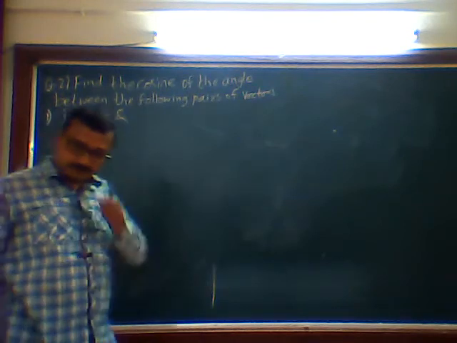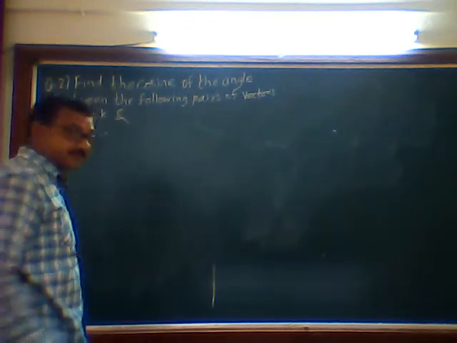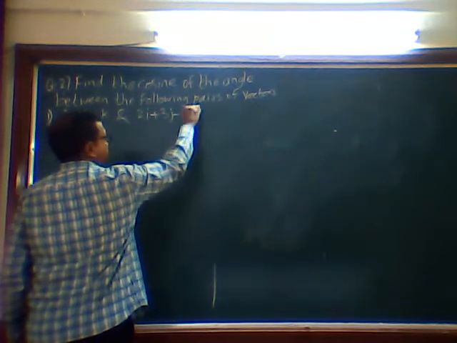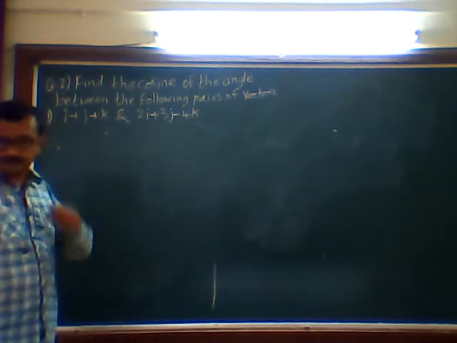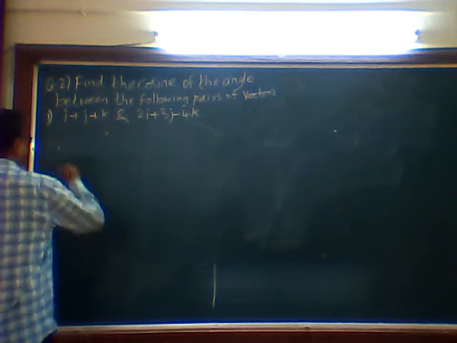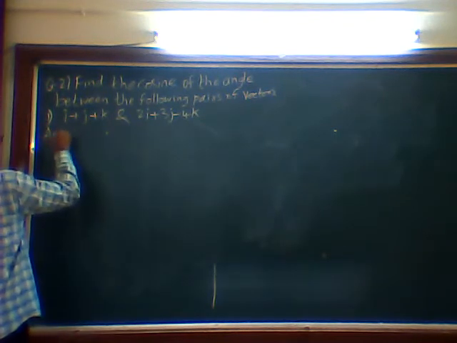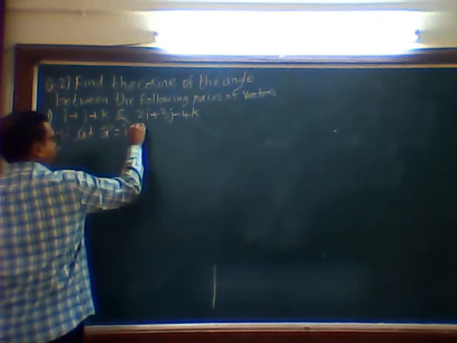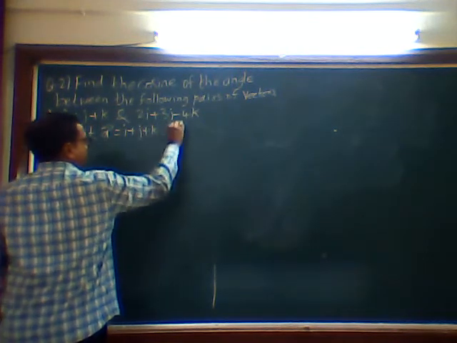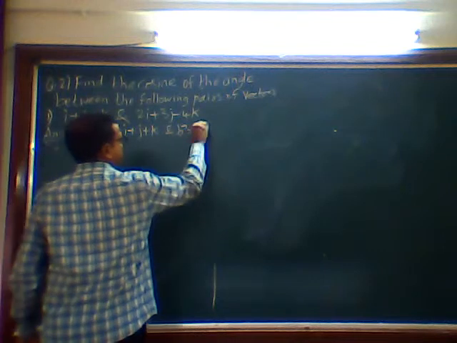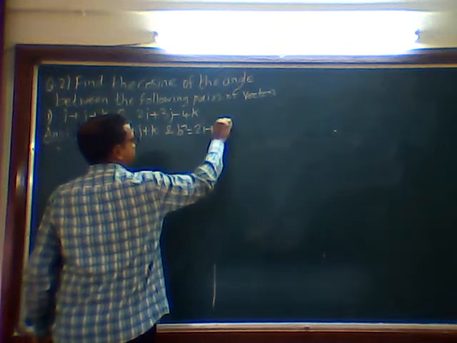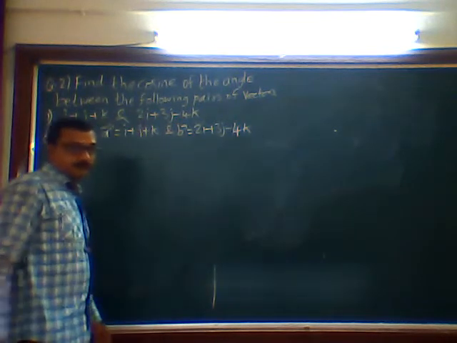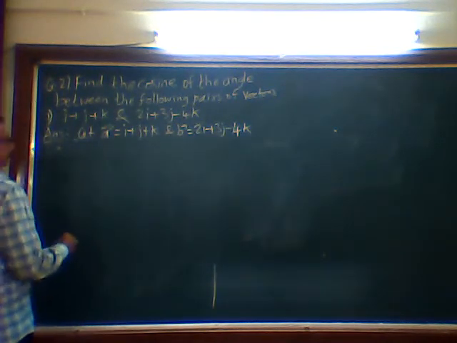and 2i plus 3j minus 4k. Okay, first one we will do, we will name it. Let a bar is equal to i plus j plus k and b bar is equal to 2i plus 3j minus 4k.